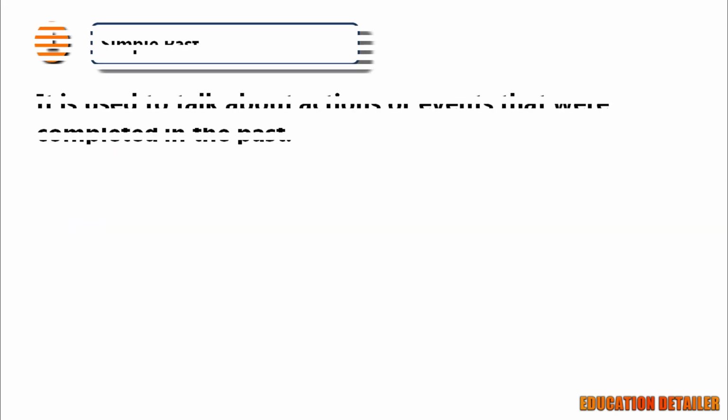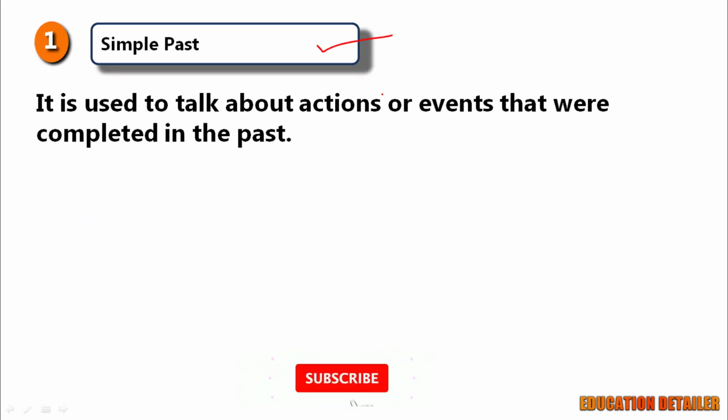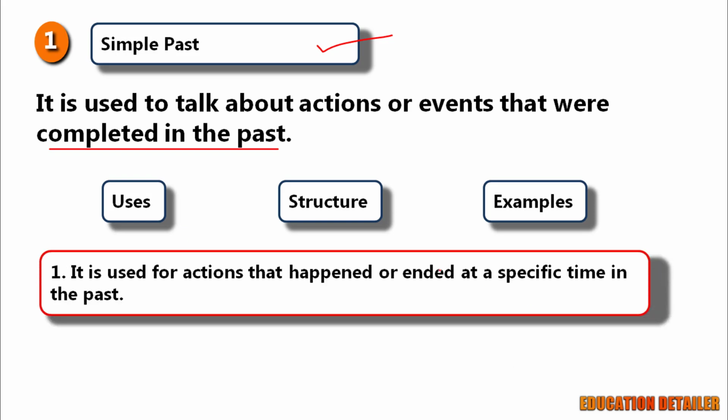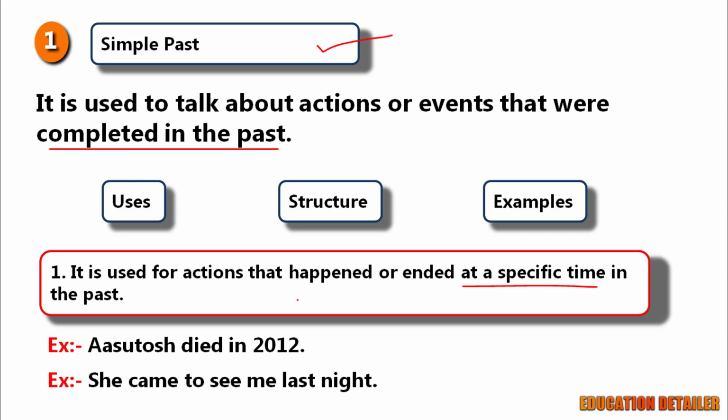Let's begin with the first type, simple past. It is used to talk about actions or events that were completed in the past. Let me show you quickly the uses, structure, and some examples to understand the simple past in an easy way. It is used for actions that happened or ended at a specific time in the past. Like Asutosh died in 2012. She came to see me last night. A particular time is mentioned in the above.